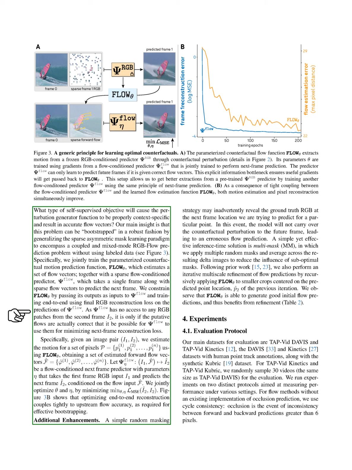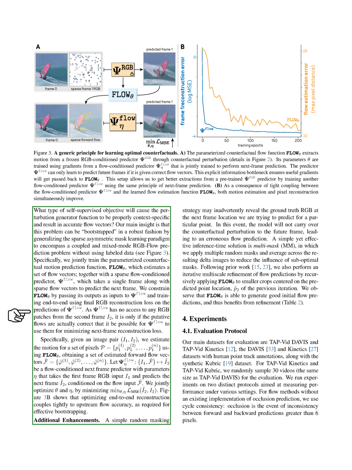We train our counterfactual motion prediction function, which we call flow_theta, to estimate flow vectors, alongside a sparse flow conditioned predictor, psi_flow. This predictor uses a single frame and sparse flow vectors to forecast the next frame. We connect flow_theta's outputs to psi_flow as inputs and train them together using the reconstruction loss from the RGB predictions of psi_flow. Since psi_flow does not have access to any RGB data from the second frame, it can only minimize the reconstruction loss if the estimated flows are correct.